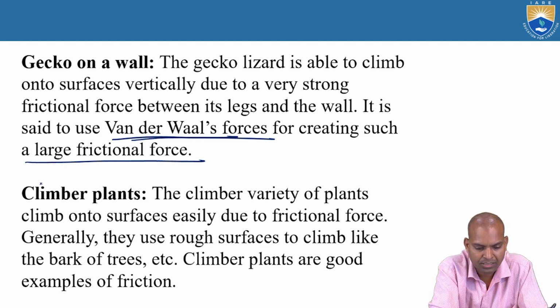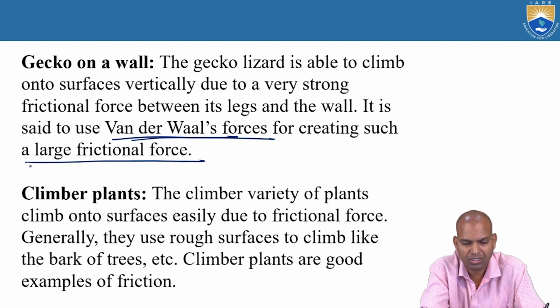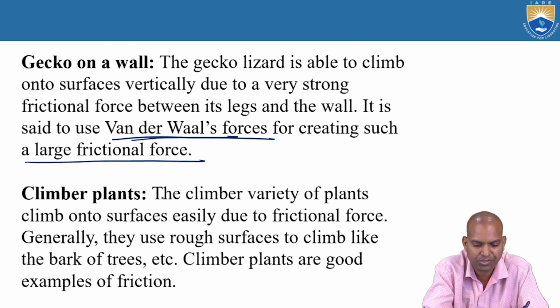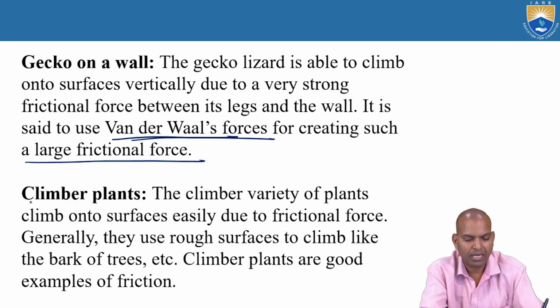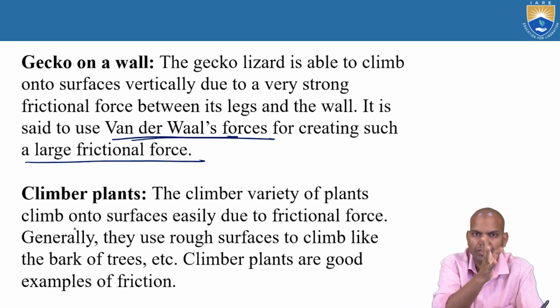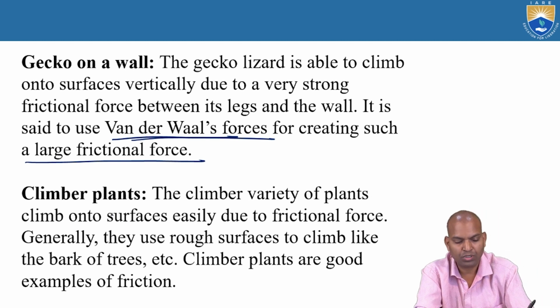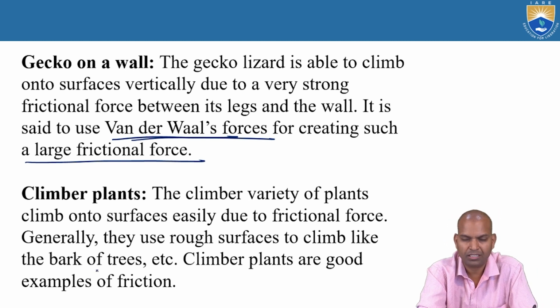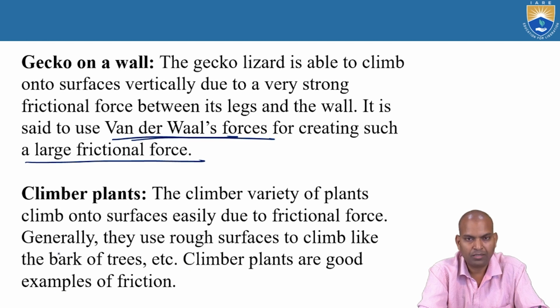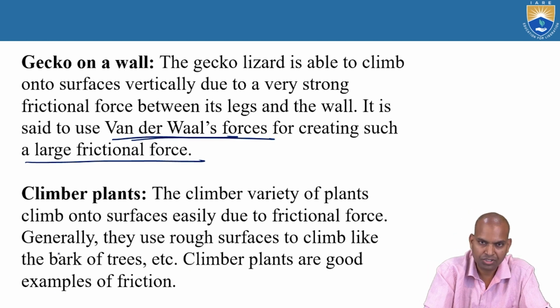And not only that, there are climber plants. If you see the climber variety of plants, they climb onto surfaces and walls very easily due to frictional force. It holds on slowly, it walks. Generally they use rough surfaces to climb, like the bark of trees, etc. So climber plants are good examples of friction in nature.